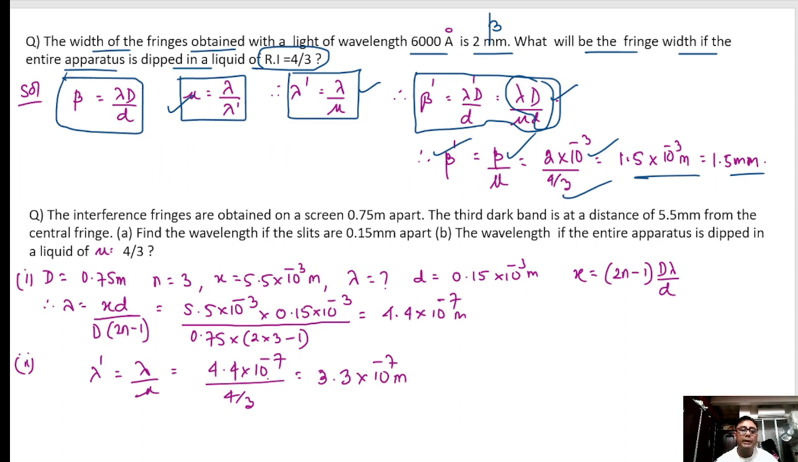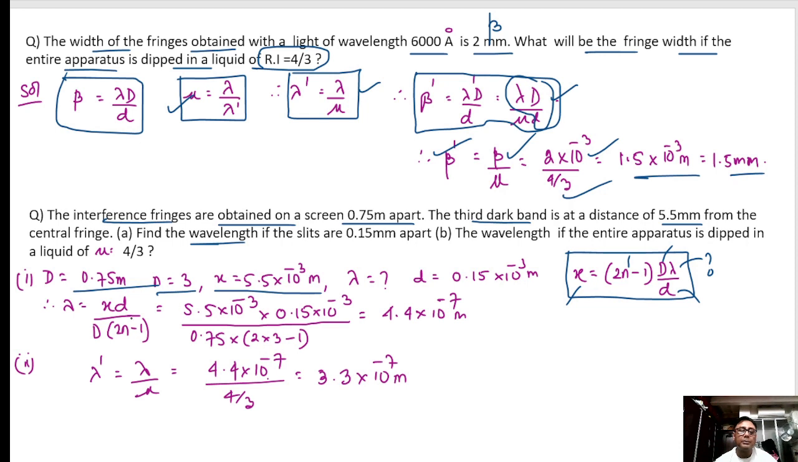Next, the interference fringes are obtained on a screen. The screen distance is given to us. The third dark band is at a distance, which is given to us. Find the wavelength. So this is the dark band's distance condition. n is 3, the distance is given, D is given to us, the slit width is given to us, and lambda is not given to us. So from here we'll calculate lambda as this.